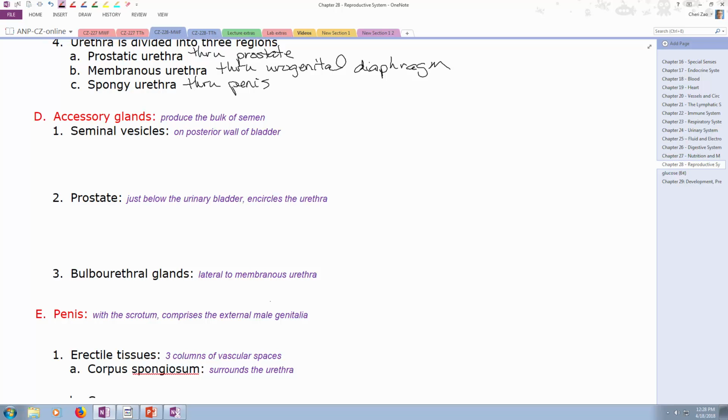Our notes describe seminal vesicles as being on the posterior wall of the bladder. It is adjacent to the ampulla of the ductus deferens and produces 70% of semen volume. It has an alkaline pH. The secretions from the seminal vesicles will empty into the ejaculatory duct to mix with the sperm.